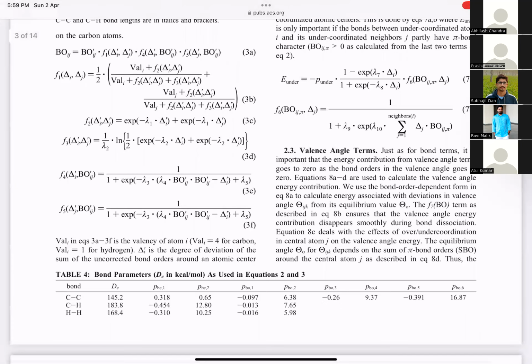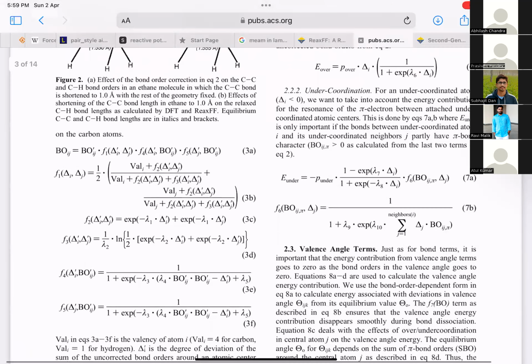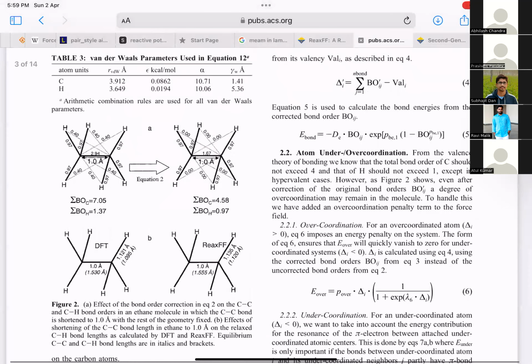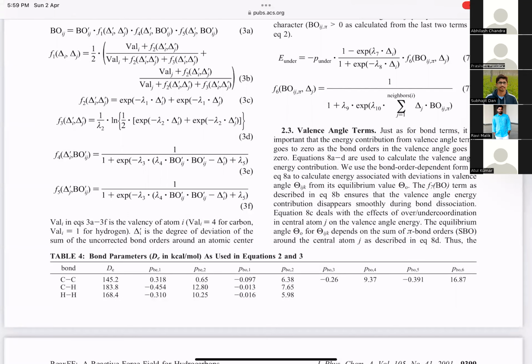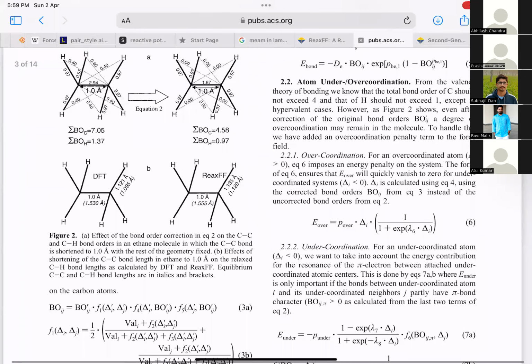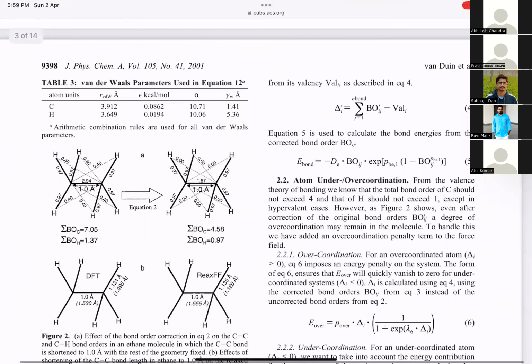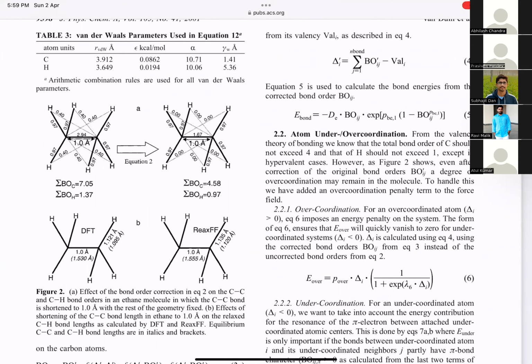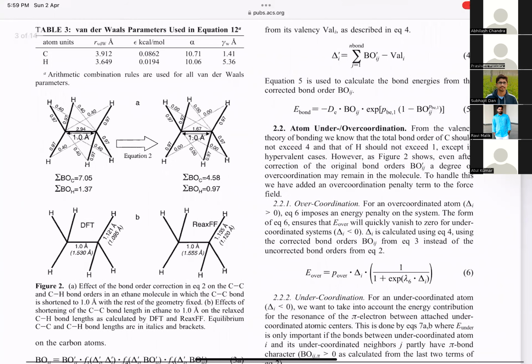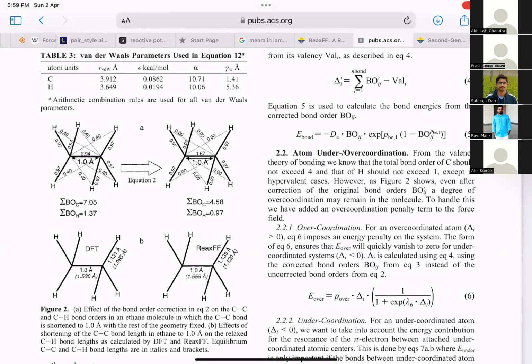Okay, fine. And what is delta? Capital delta inside. This delta I is the degree of deviation from the uncorrected bond orders. You can get this delta I prime term here, from your uncorrected bond order terms. Valence I is different, meaning we have some reference. This reactive force field is a combination of all the first generation and second generation force fields. So they have so many equations and so many parameters in it to define each and every term.